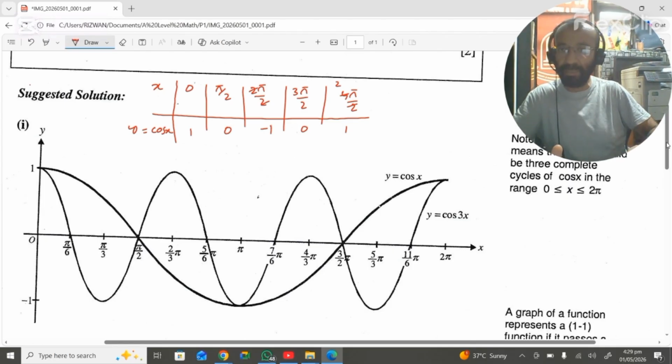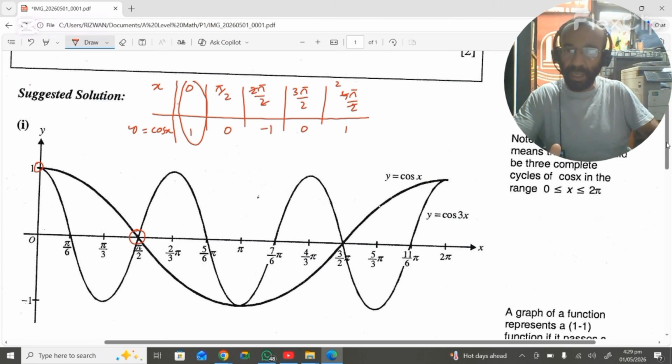You can see this value 0, 1. So x is 0, here is 0 and here is 1. This is the first value plotted. Then pi by 2, 0. Then pi and minus 1, so here is pi and this is minus 1, and this point will be plotted on the sheet of graph paper. Next is 3 pi by 2 and 0, and next is 2 pi and 1, so here is 2 pi and here will be 1.